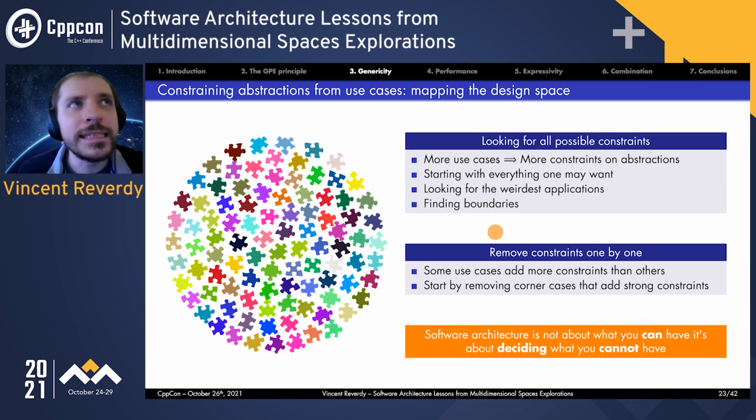For example, let's say you have a very weird use case that is used in, let's say, 1% of applications, and this adds a lot of constraints on the software architecture, then removing these constraints first is probably a good strategy. And by removing constraint after constraint after constraint, we can finally end up with something that is reasonable to handle. As I say here, software architecture is not about what we can have, it's about deciding what we cannot have.